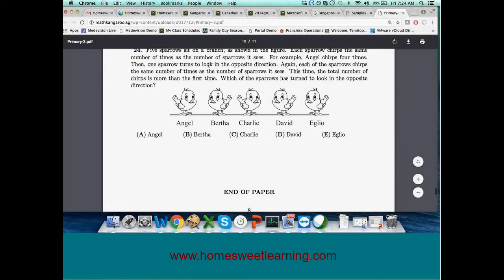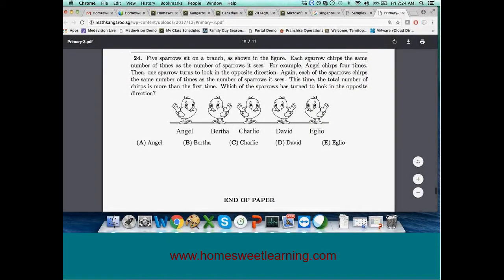5 sparrows sit on a branch, as shown in the figure. Each sparrow chirps the same number of times as the number of sparrows it sees. For example, Angel chirps 4 times.